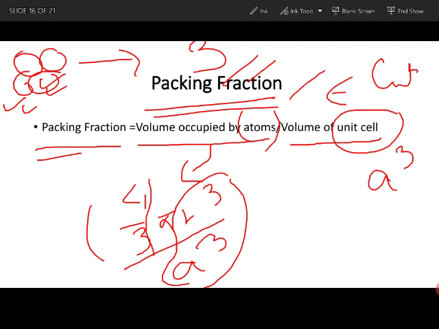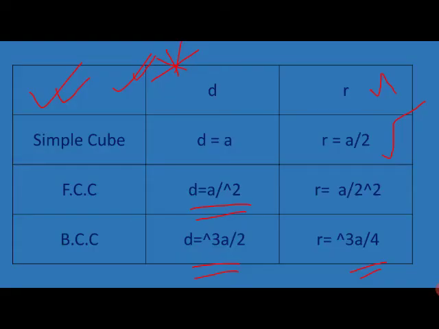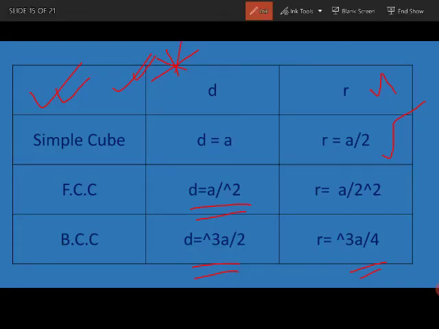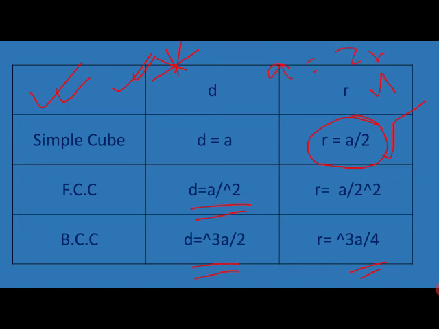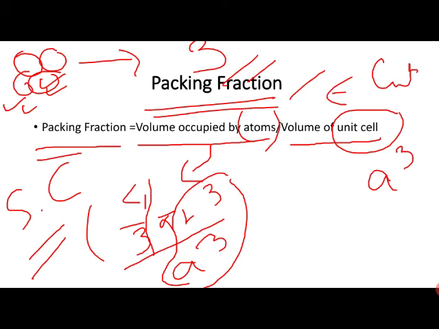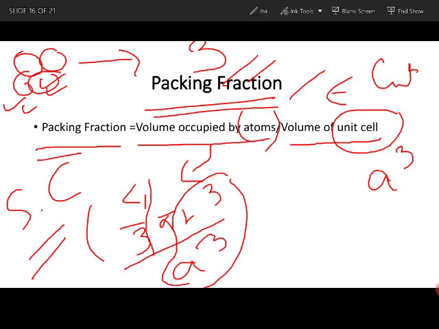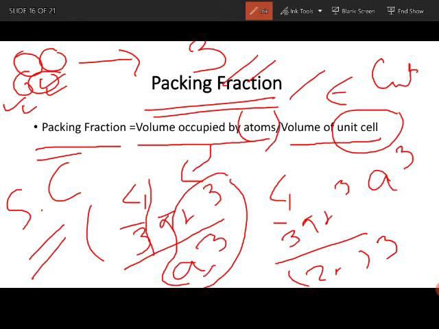One thing I'll tell you, we are doing this for a simple cube. How to make it similar? See, we will find a relation between r and a. What is r? r is equal to a by 2. That means a is equal to 2r. Got it? Let us apply this. We will get 4 by 3 pi r cube divided by 2r whole cube. Why? Because a is equal to 2r, for a simple cube.